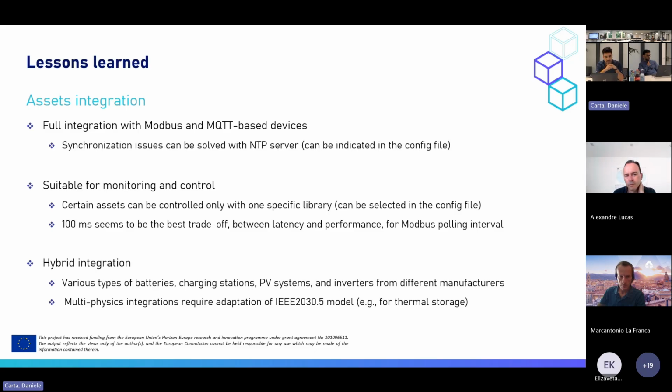Thanks to the variety of use cases and assets that we integrated, we showed how this legacy protocol converter is basically manufacturer agnostic. We tested it with different inverters from different manufacturers and for different purposes, like PVs, battery systems, EV charging stations, and also in a multi-physics context. Of course, heat pumps and thermal storage were not directly defined in the IEEE 2030.5 structure, so we needed an adaptation. We treated the thermal storage as if it were a battery system, but this did not prevent the demonstration from being successful.